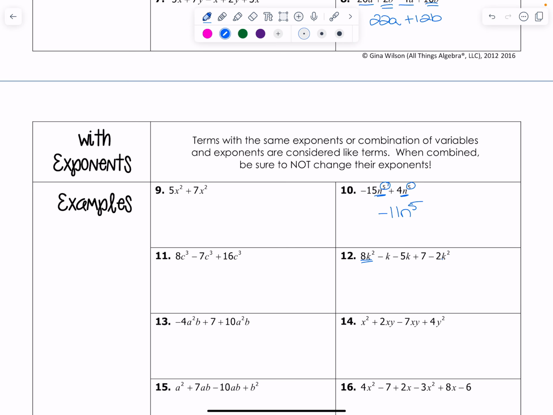I guess I could do it as one underline. My k-squareds, so then I get a 6k squared. A negative k and a negative 5k give me a negative 6k. And then a plus 7.